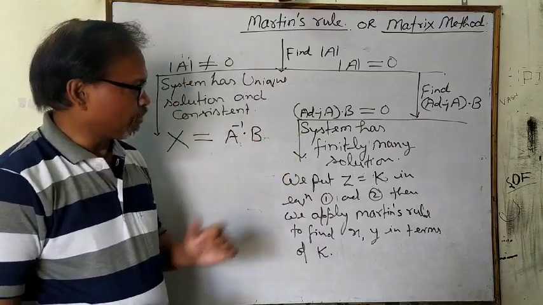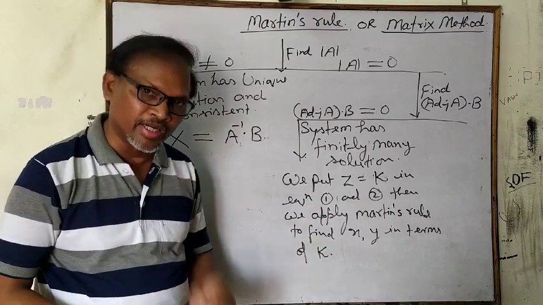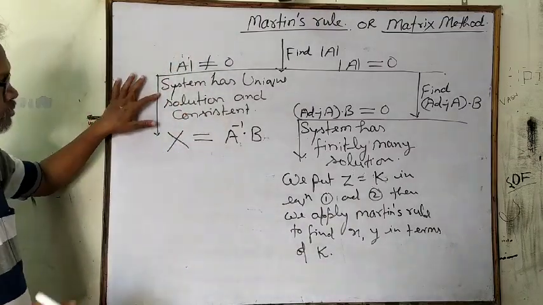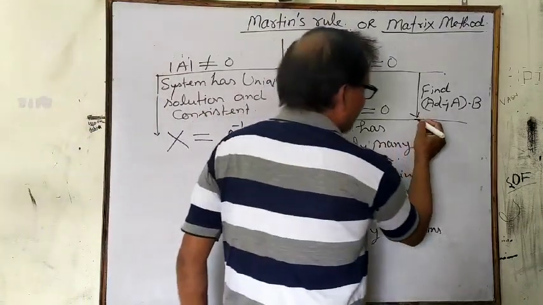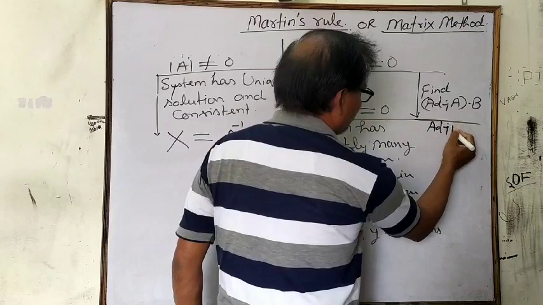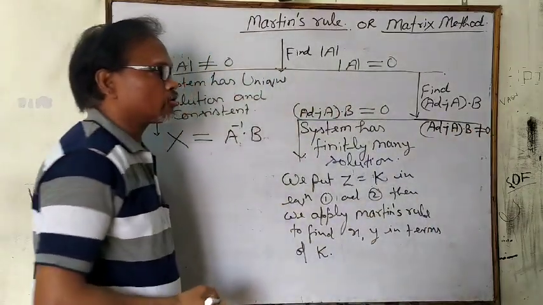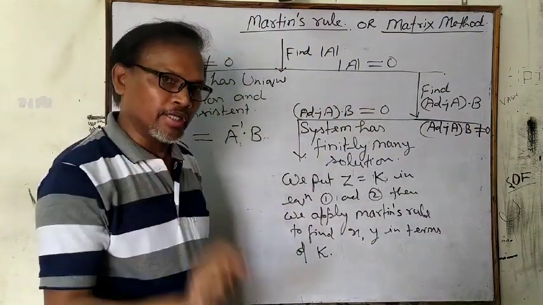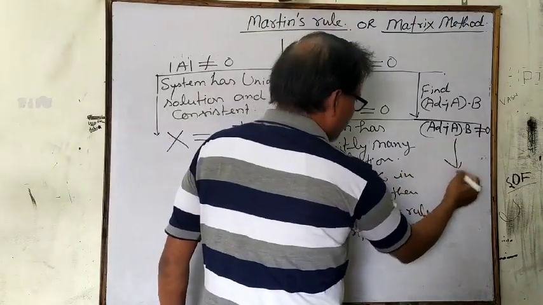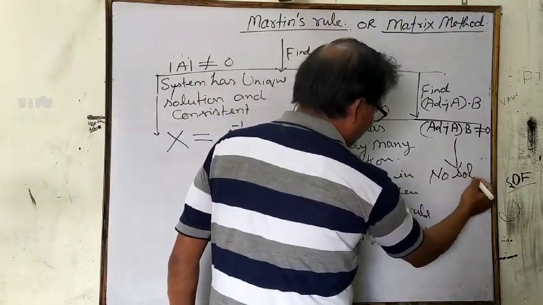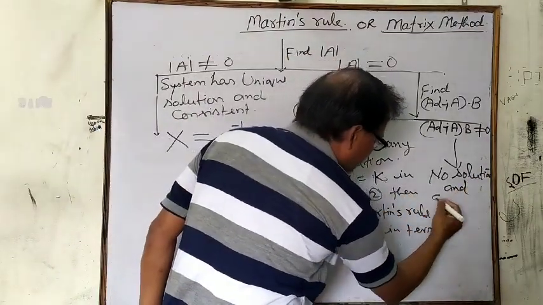This type of solution system is known as consistent and dependent, while the earlier type is known as consistent and independent. In this case, if adjoint A dot B is not equal to 0, meaning at least one element in this matrix is non-zero, then we get no solution. Directly we write that the system has no solution and is inconsistent.